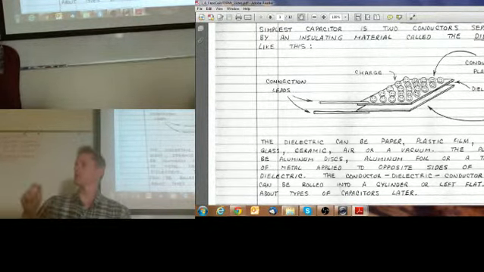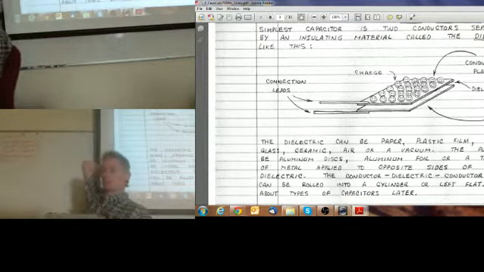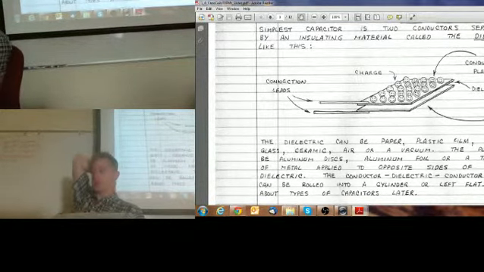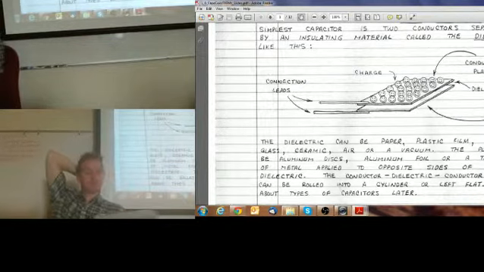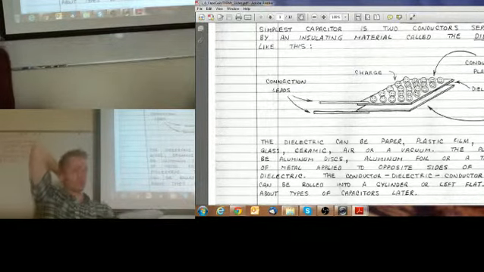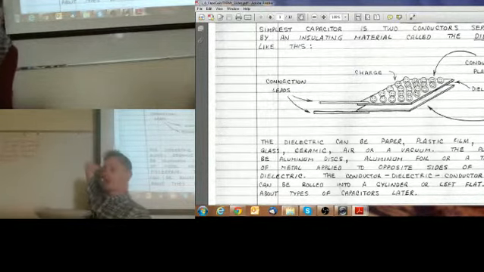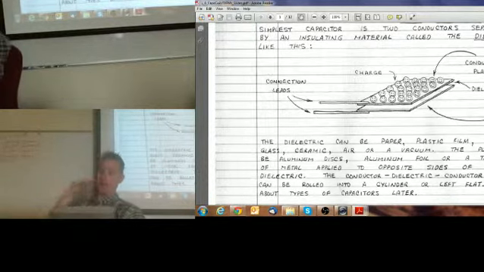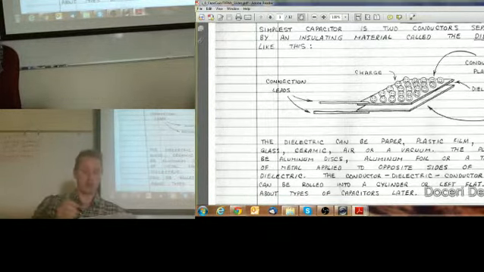It says two conductive materials. Are they two different conductive materials? No, they're normally the same. Two copper plates, two aluminum plates, whatever. The important thing is actually the dielectric. The material in between the two plates is called the dielectric.